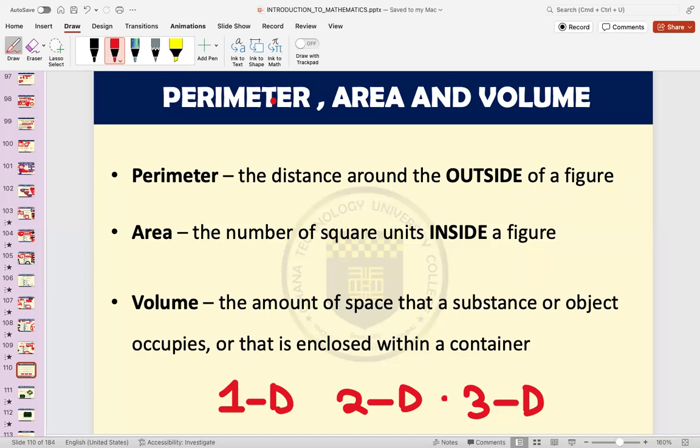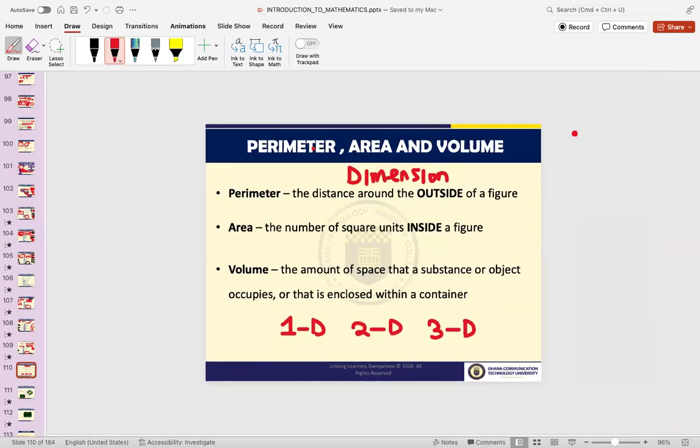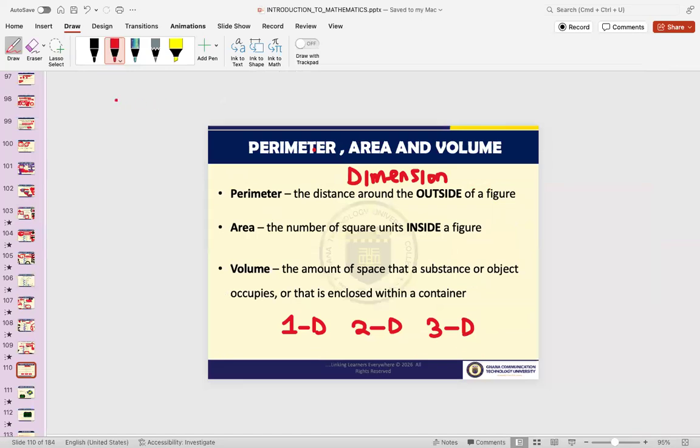So what does the D mean? The D means dimension. Dimension means you are having a measurement. So 1D means one dimension. 2D means two dimension. 3D means three dimension. And that is where the world is now. We are now operating at a three dimension. Now, why all this? Let me give you an example.